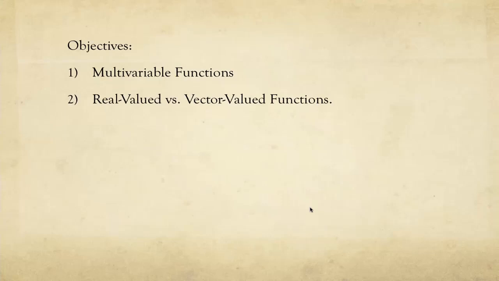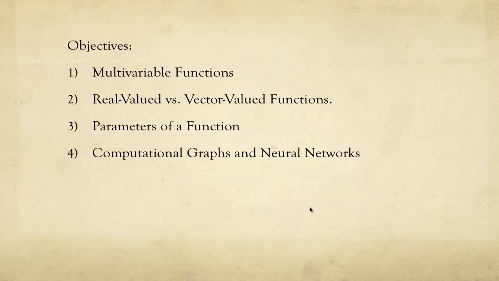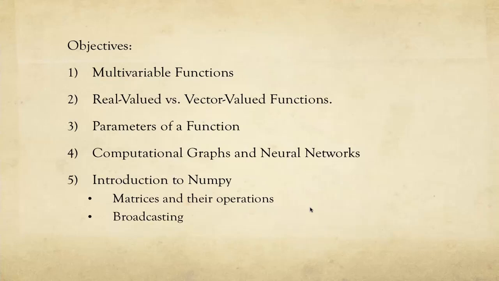So the objective for this lecture is we're going to talk about multivariable functions. We'll talk about real value versus vector value functions. We'll talk about parameters of a function, computational graphs, and neural networks. And then we'll have a brief introduction to Numpy, which is a library that allows us to do optimized linear algebra, basically matrices and operations, matrix multiplication, matrix addition, and broadcasting.